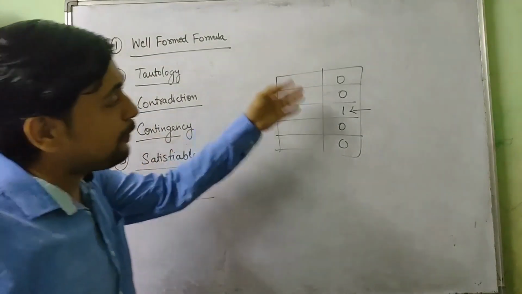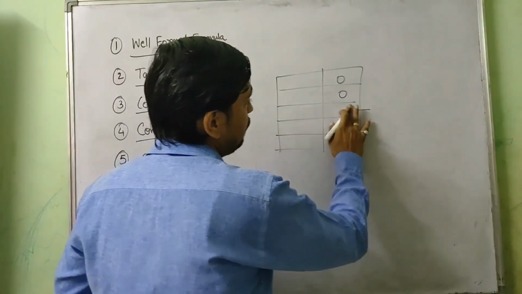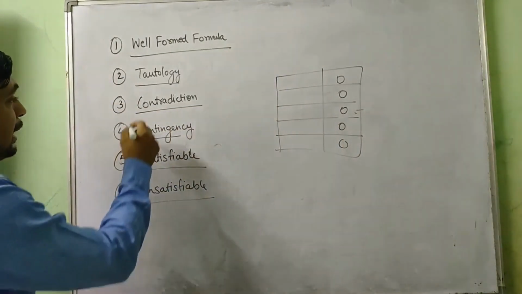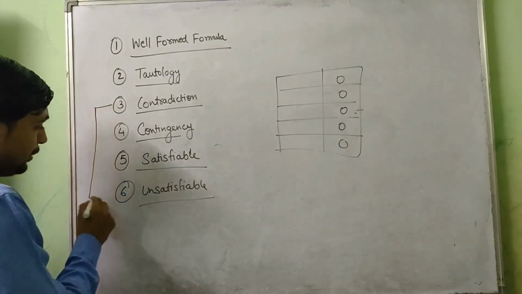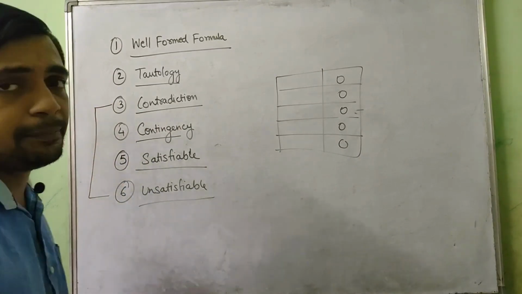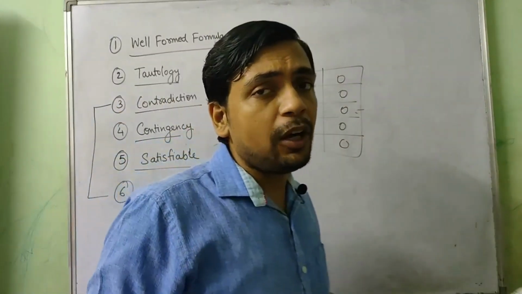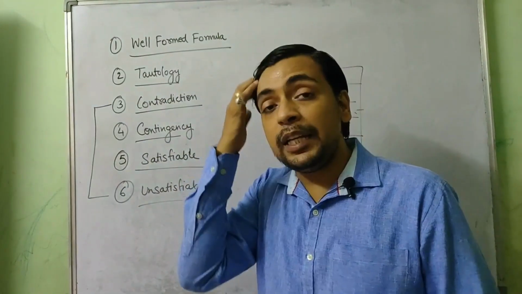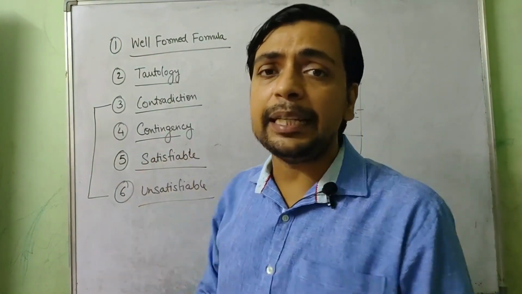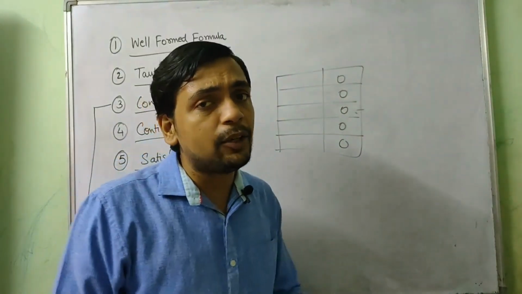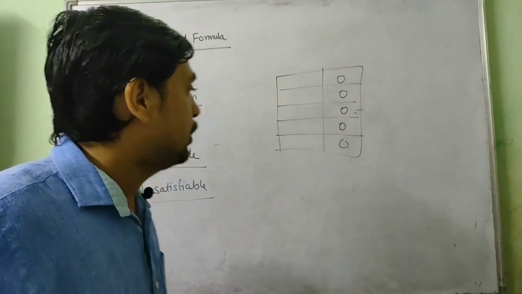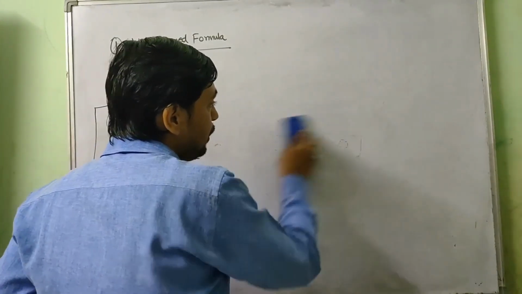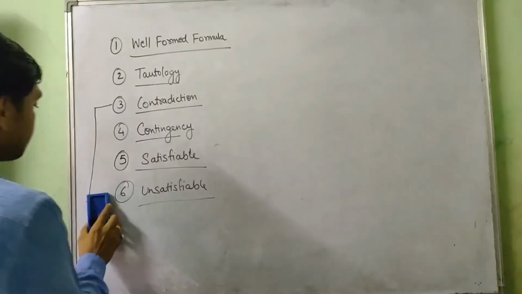But if all of them are 0, then it is unsatisfiable. So you can see a contradictory statement is an unsatisfiable statement, because a contradiction will always result into 0, there will not be a single one. If there is a single one in it, it is satisfiable. If all of them are 0, it is unsatisfiable. So I hope these 6 definitions are clear to you, and we can move on.